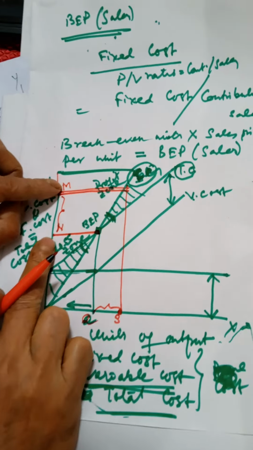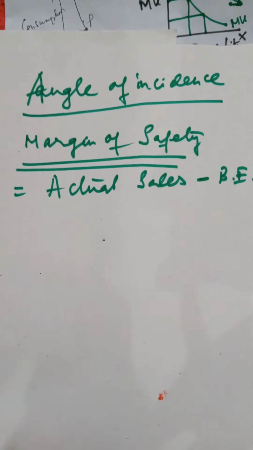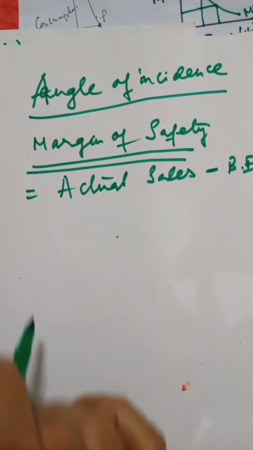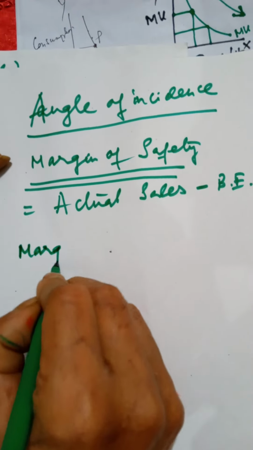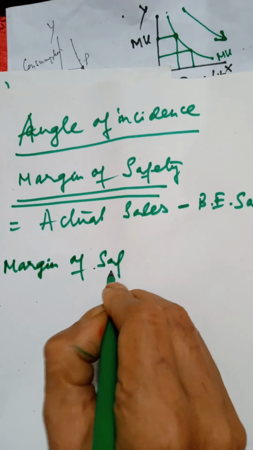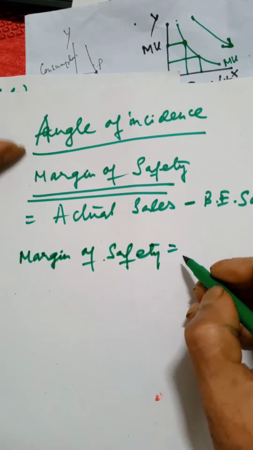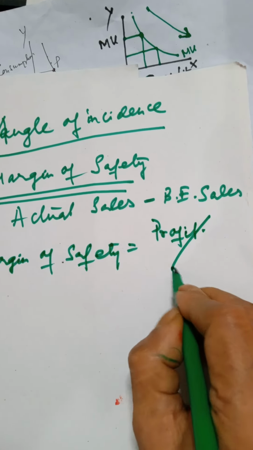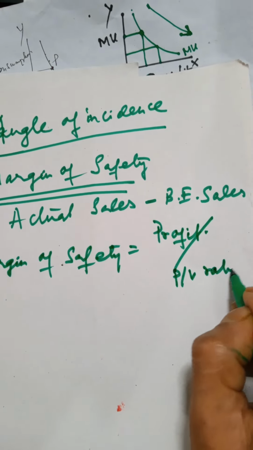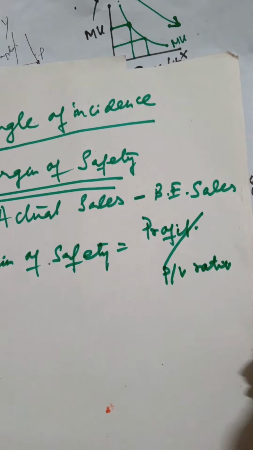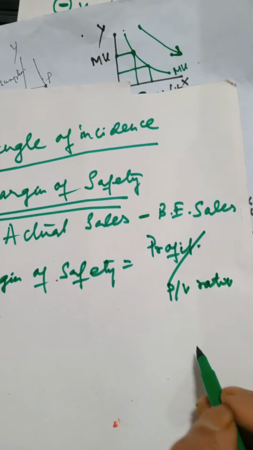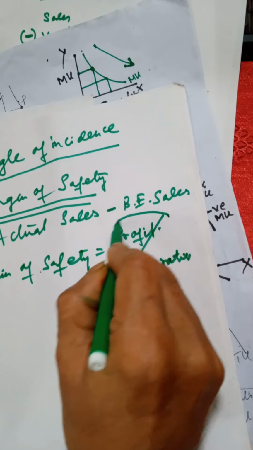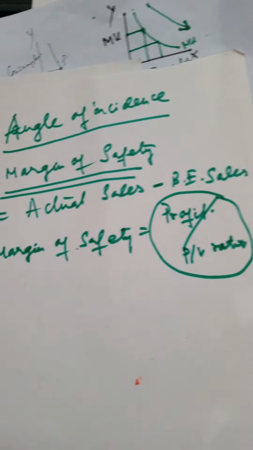On the other hand, margin of safety can also be calculated as profit divided by PV ratio. Profit by PV ratio. This is another way of calculating margin of safety. In exams, you can directly use this formula, profit by PV ratio.